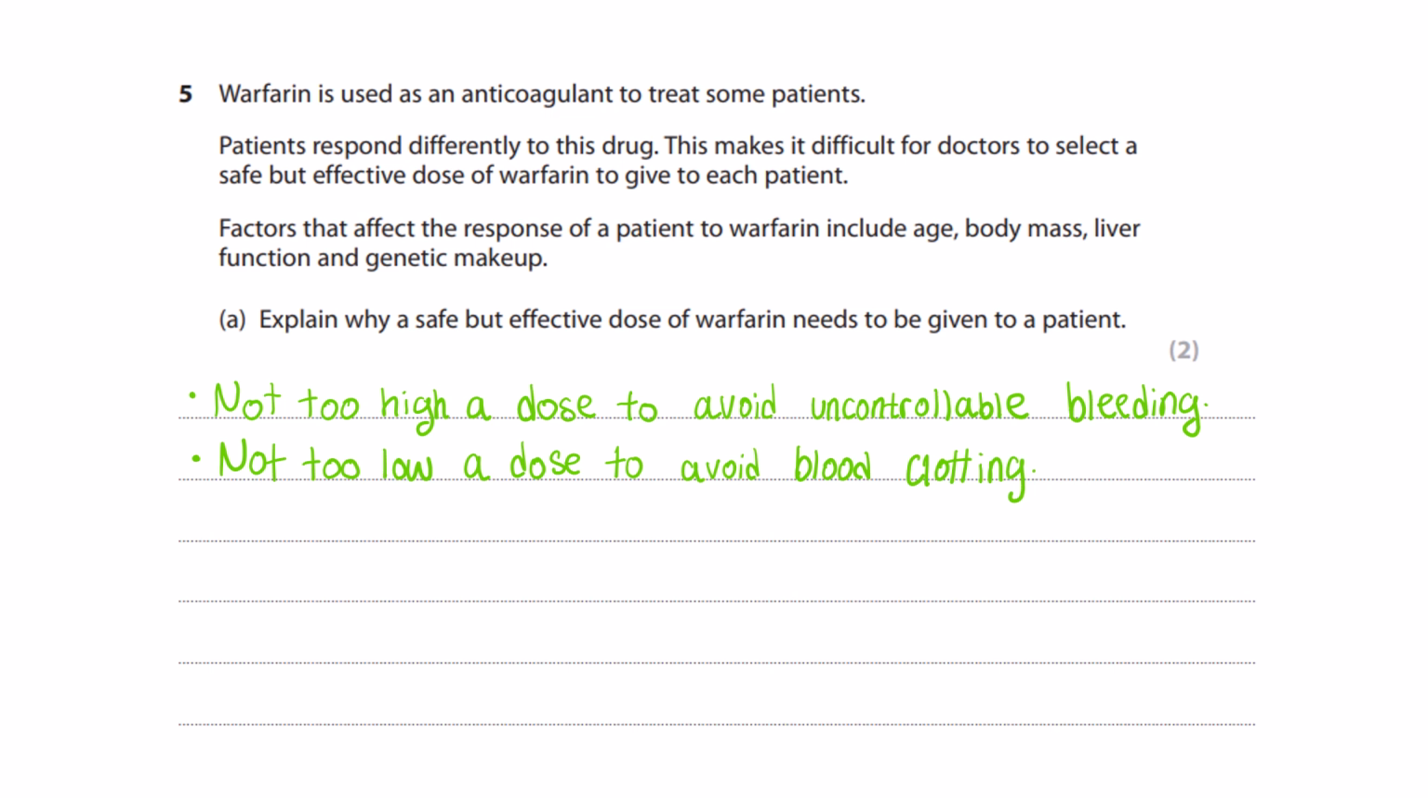So patients respond differently to this drug. This makes it difficult for doctors to select a safe but effective dose of warfarin to give to each patient. Factors that affect the response of a patient to warfarin include age, body mass, liver function, and genetic makeup. Explain why a safe but effective dose of warfarin needs to be given to a patient. Okay, so not too high a dose, to avoid uncontrollable bleeding, and at the same time not too low a dose, to avoid blood clotting.